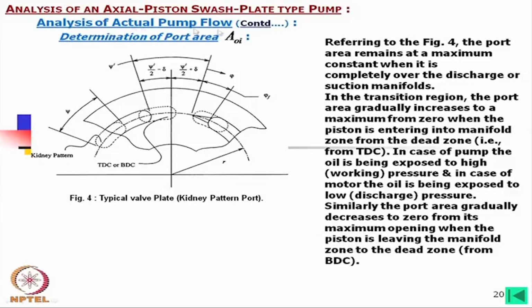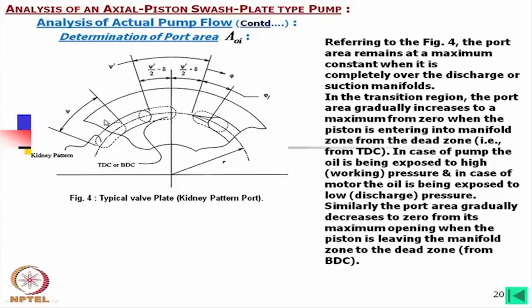Now, determination of the port area. We need to find out the port area as I have told, so we must consider in detail what the port area will be. Referring to this figure, the port area remains at a maximum constant when it is completely over the discharge or suction manifold. That means, when this kidney port is on this main manifold, then it is the maximum, and the maximum area is nothing but this kidney port area.